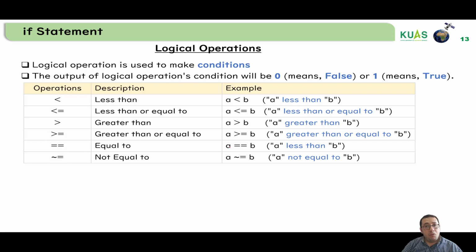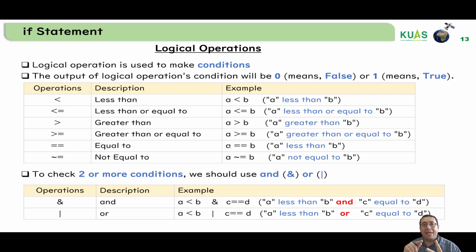If we need to check more than one condition, for example two conditions or more, we should use and or or. Both check multiple conditions, two or more. For example, in the case of and: a less than b and c equal d. In the case of or: a less than b or c equal d. For more details about the logical operations and their outputs, please check the previous video about logical operations in MATLAB.